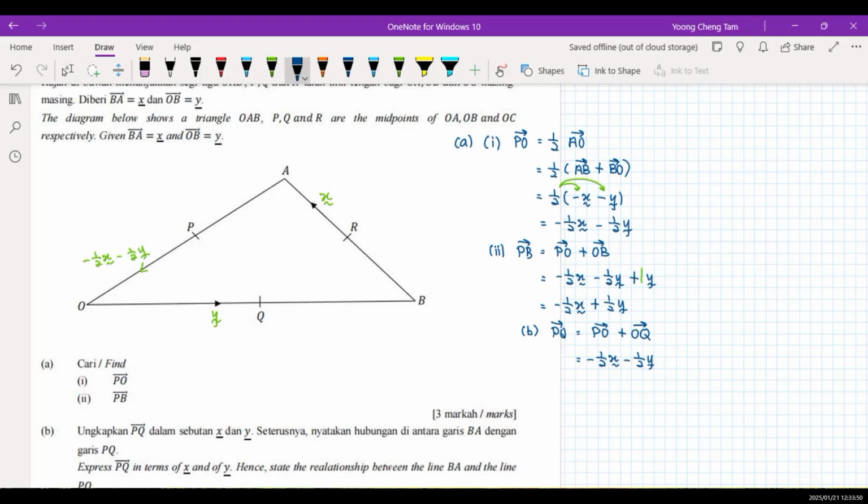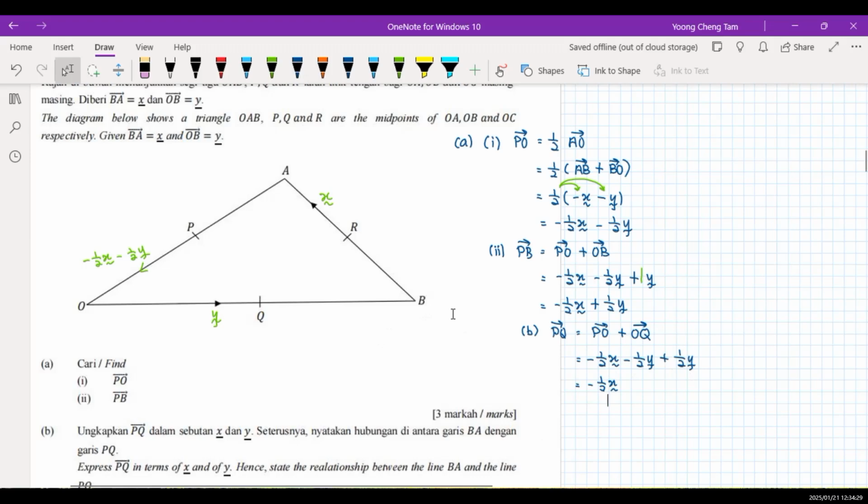Okay, then next, how about OQ? Remember, Q is the midpoint of OB, right? So OQ will be half of vector b, so 1 over 2 b. Okay, so let's copy the vector x because we didn't have the like term. Then next, negative 1 over 2y plus 1 over 2y, you get 0, because negative 1 over 2 plus 1 over 2. So we can say that PQ is equal to negative 1 over 2x. So that's the vector for PQ.